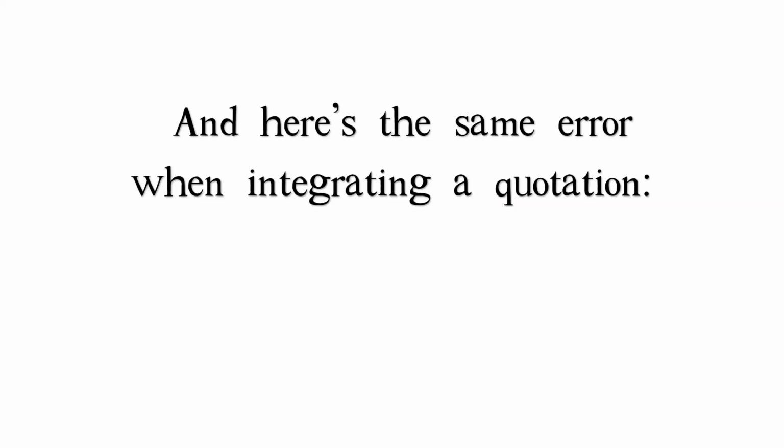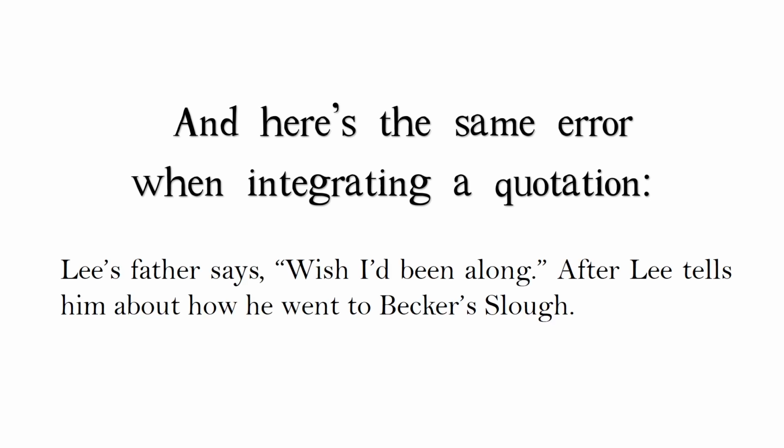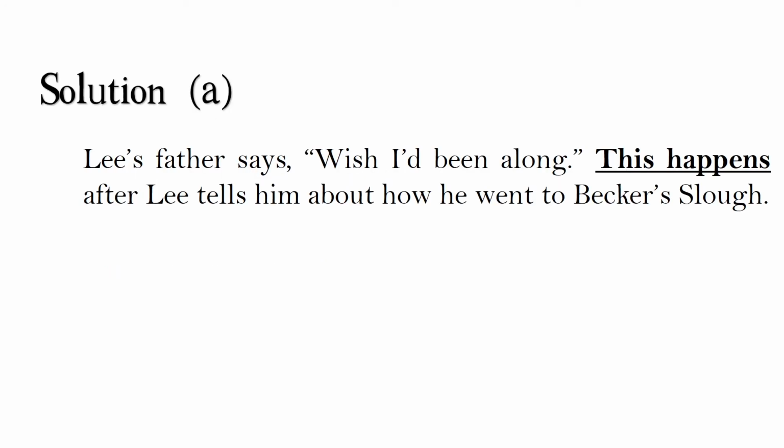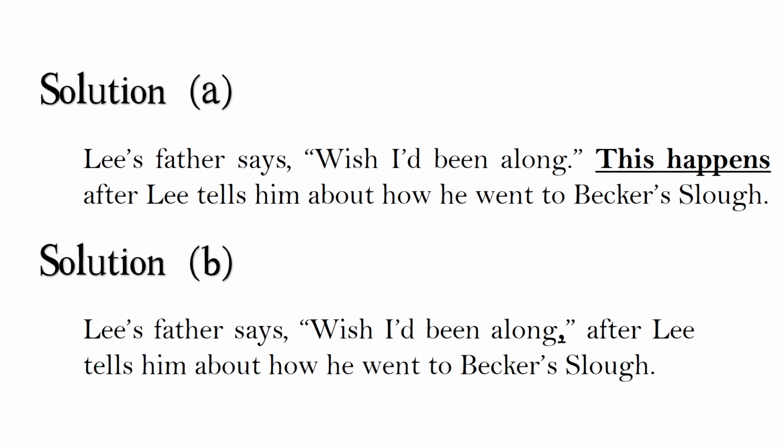And here's the same error when integrating a quotation. Lee's father says, "Wish I'd been along," after Lee tells him about how he went to Becker's Slough. Here's one way to solve the problem. Lee's father says, "Wish I'd been along." This happens after Lee tells him about how he went to Becker's Slough. I hope you're seeing a pattern here. We've included the word this halfway through the sentence. And a second solution. We've replaced the period after along with a comma.